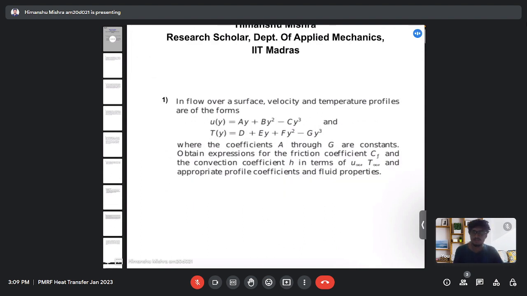In the first question, in a flow over a surface, velocity and temperature profiles are of the given forms, where the coefficients A through G are constants. Obtain expressions for the friction coefficient CF and the convection coefficient h in terms of U infinity and T infinity, and appropriate profile coefficients and fluid properties.